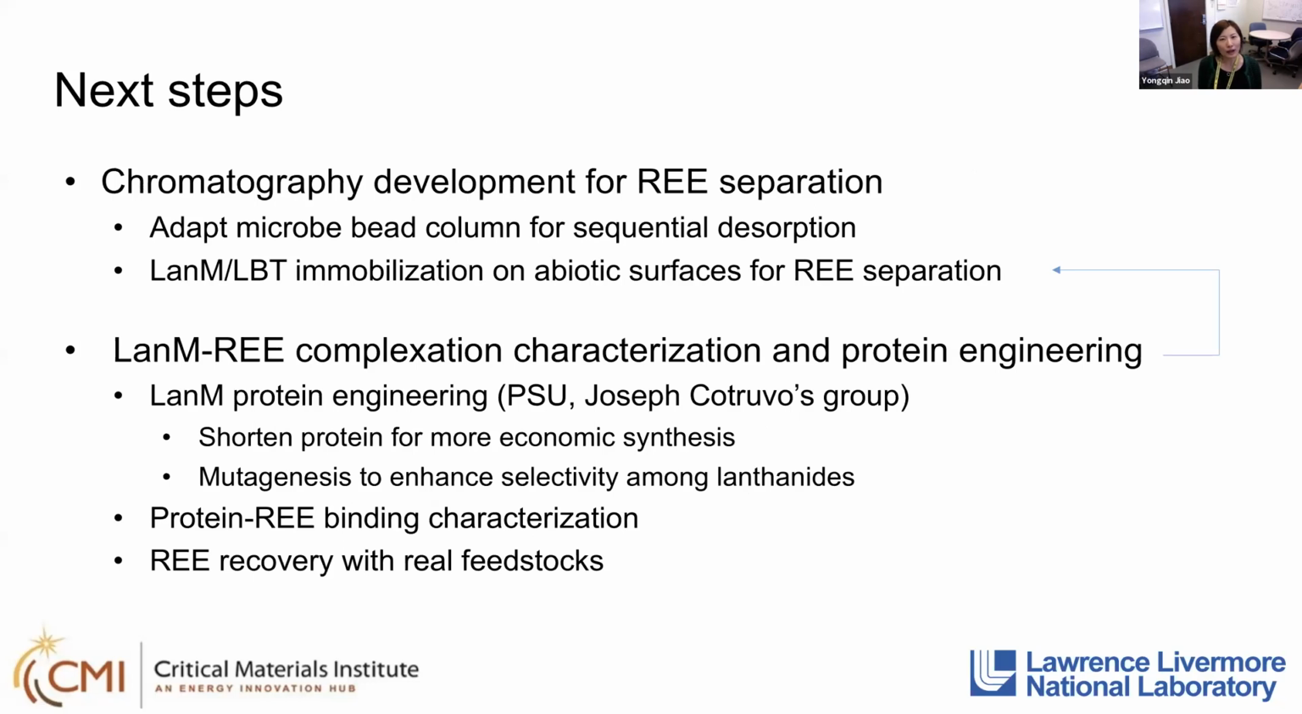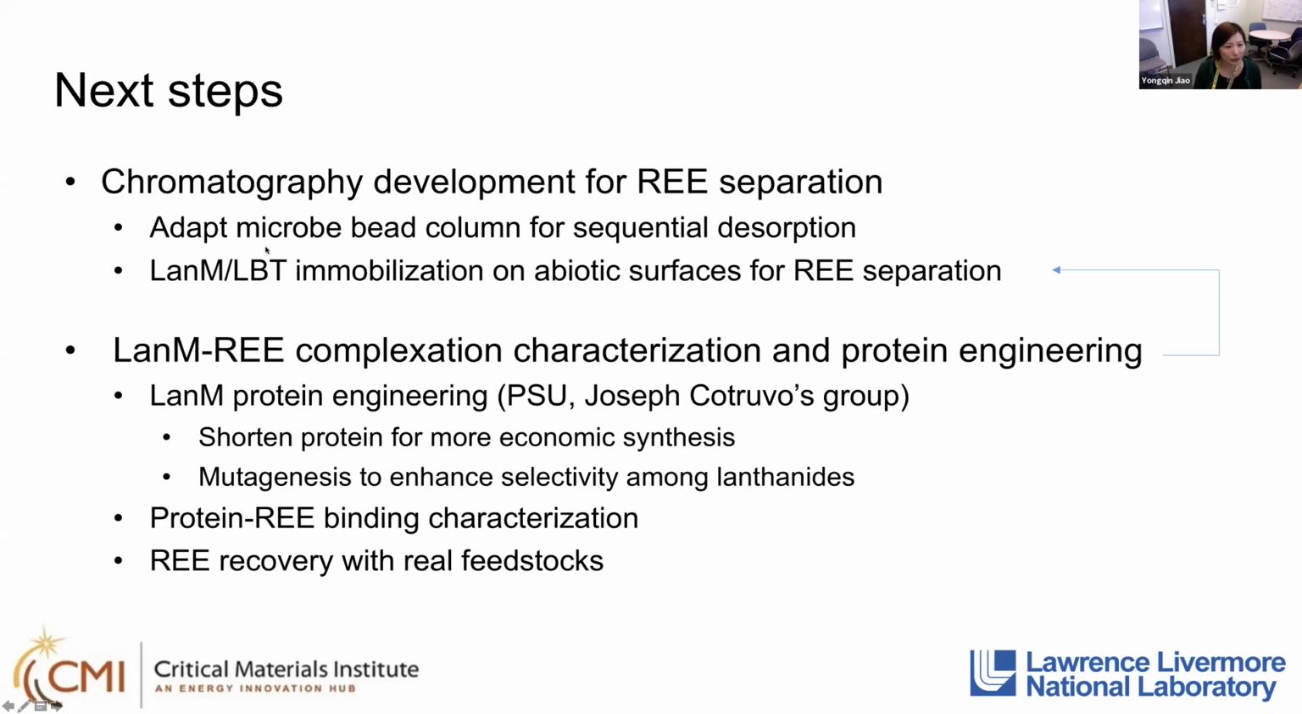So for the next steps, we're going to continue to focus on chromatography development for rare earth separation, in which we have two main approaches. One is to adapt the microbead column that we have set up for sequential desorption, changing the desorbent concentrations and compositions, and testing with real feedstocks. The second is to add Modulin, along with previous work with LBT, immobilized on abiotic surfaces, and use this immobilized platform for rare earth separation.